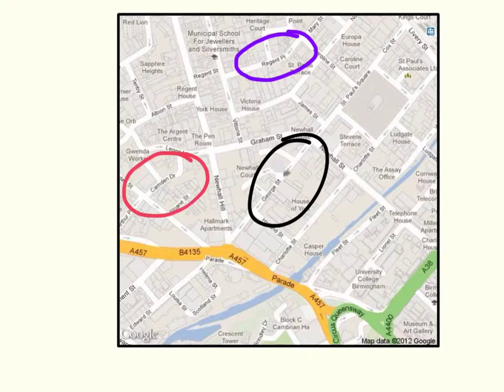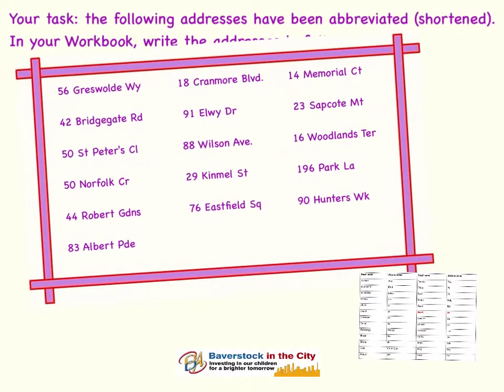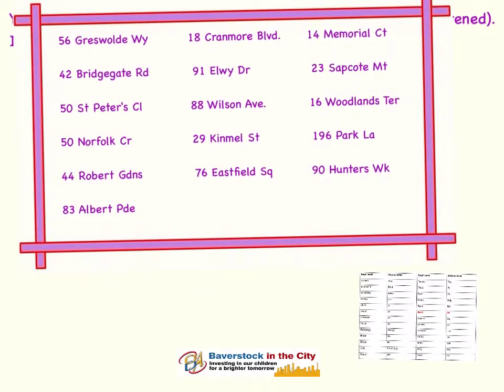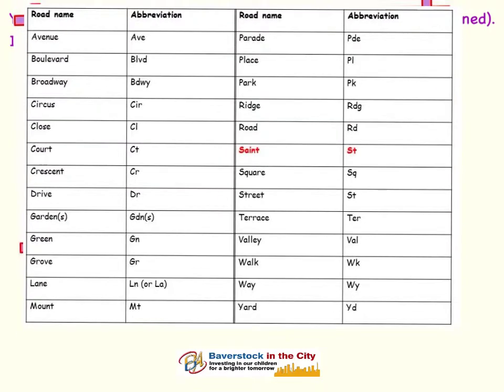Now, I'm sure if you look at this map for a little bit longer, you will find other examples of abbreviated names of roads. This map is in your workbook, so you can spend as long as you like looking at it. Your next task is to write the following addresses which have been abbreviated or shortened in full. You'll do this task in your workbook, and I hope that you will also use this form that we've already looked at today to help you do it.